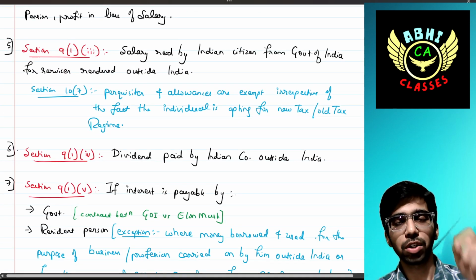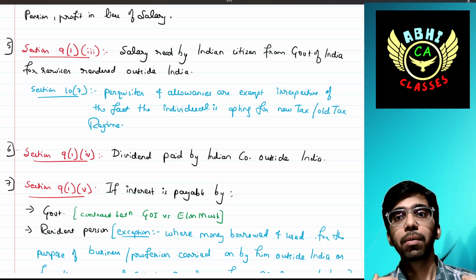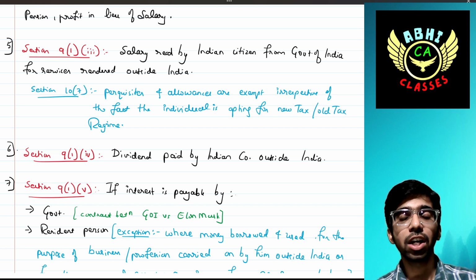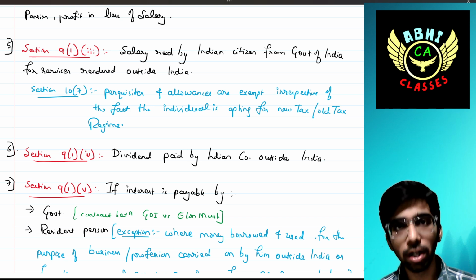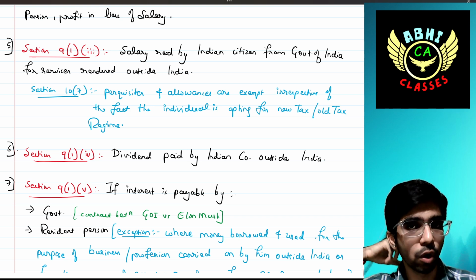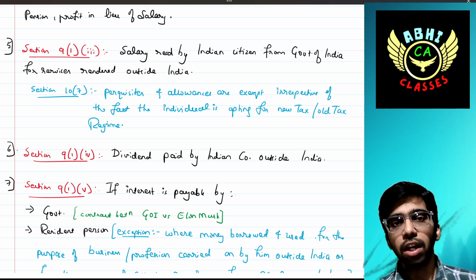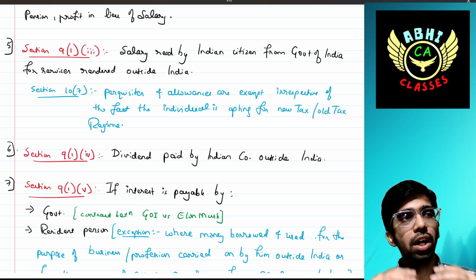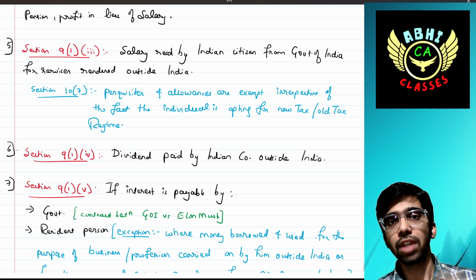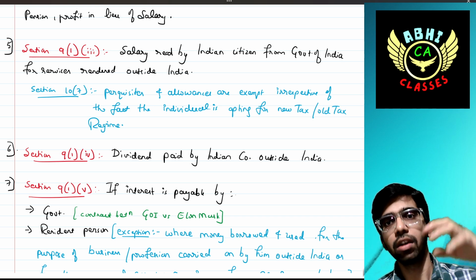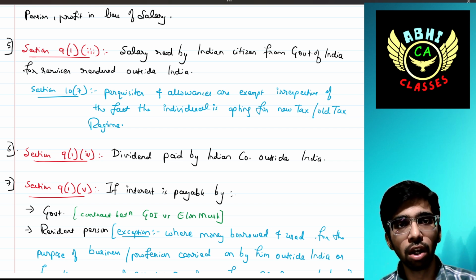Next, Section 9(1)(3): salary received by an Indian citizen from the government of India for services rendered outside India. For example, a government official, let's assume, an Indian citizen employed by the government of India, has gone out of India for services or any other business purpose. The salary received by the Indian citizen from the government of India is also deemed to accrue in India, deemed to be received in India.